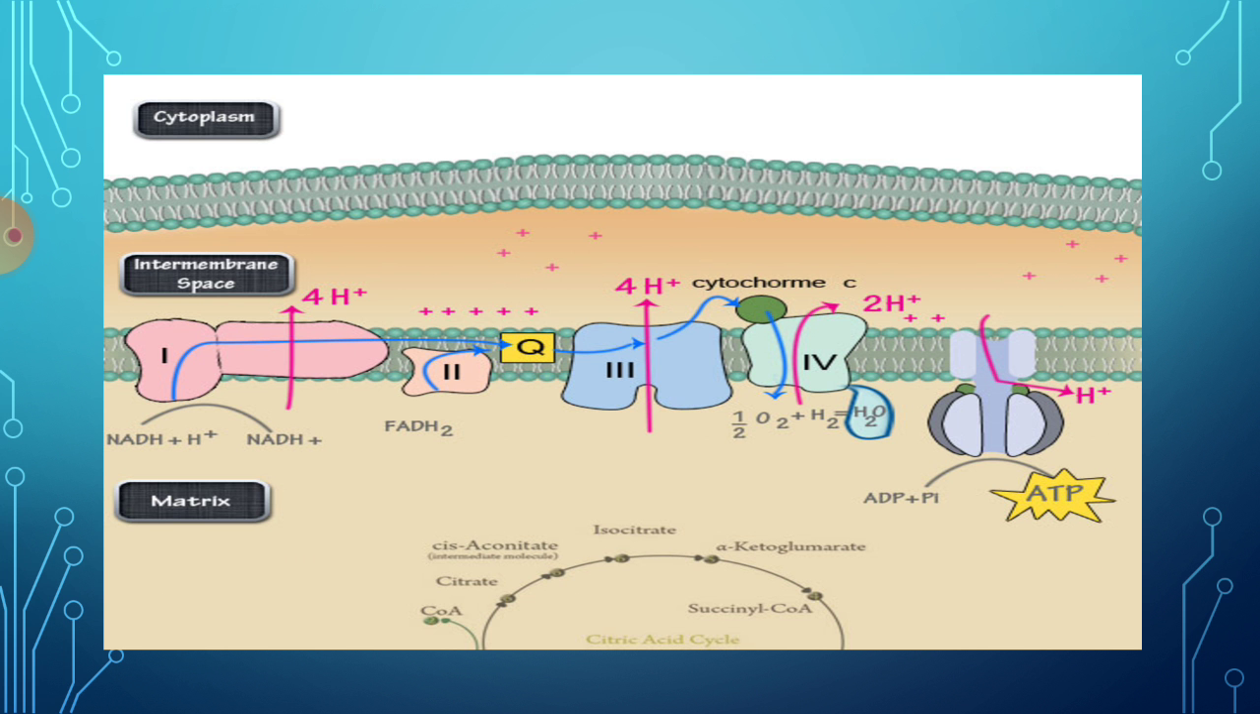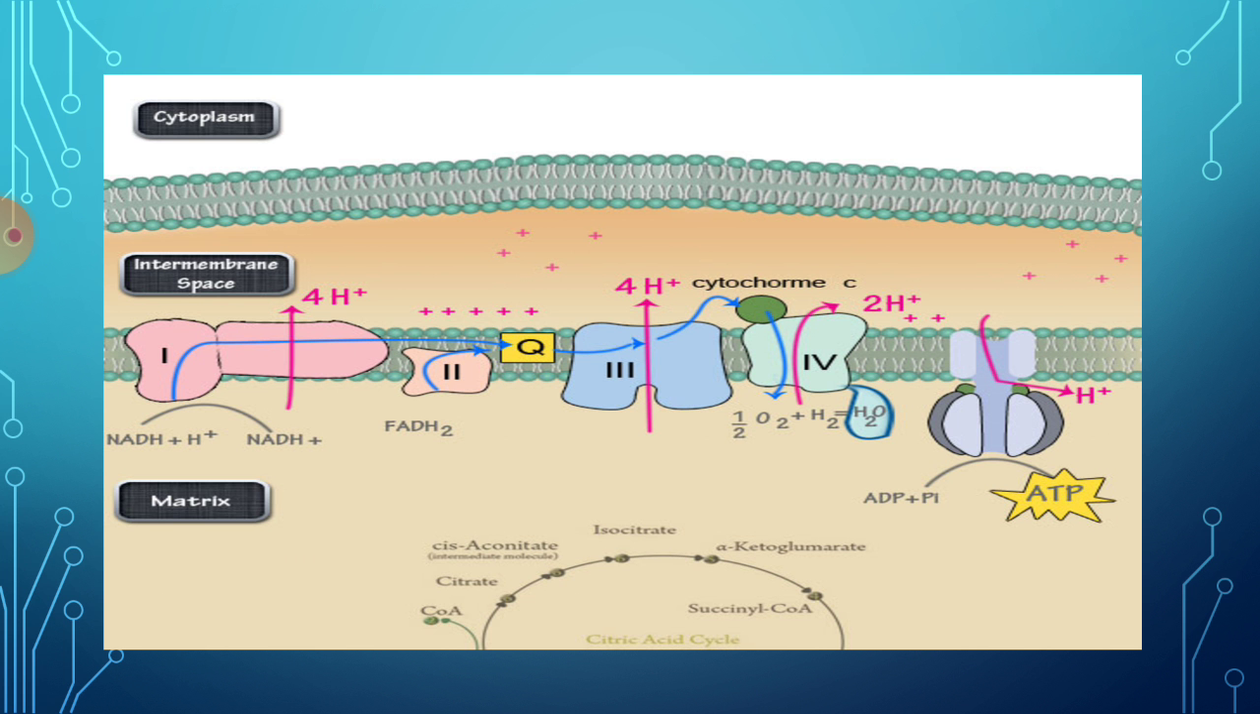Thus, how many protons are there? 10 protons. So, how many ATP can be generated? 3 ATP, because 3 protons is equal to 1 ATP, so 9 protons is equal to 3 ATP. 1 hydrogen is not utilized actually. Thus, 1 NADH is equal to 3 ATP. This is the first phase.